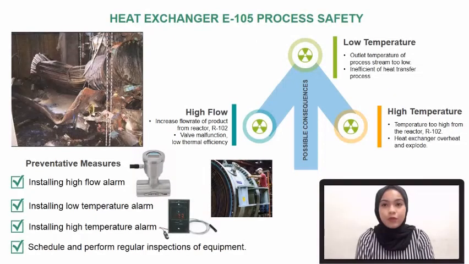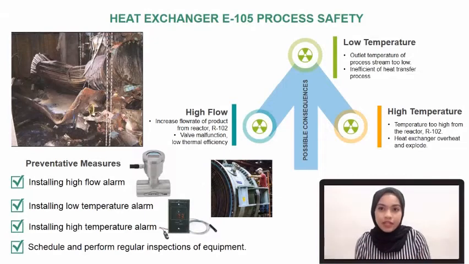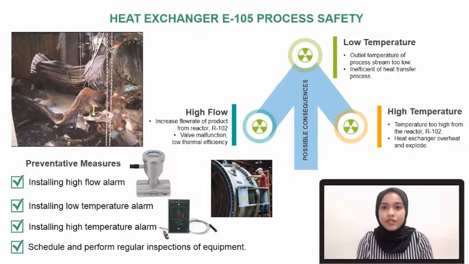Process safety for this equipment is very important because we don't want any accident to happen. A study has been conducted on the possible consequences and the preventative measures for the process safety of the heat exchanger. Possible consequences are high flow, low temperature, and high temperature. If the flow rate entering the heat exchanger is too high, it will lead to low thermal efficiency. If the outlet temperature is too low, it will lead to an inefficient heat transfer process. And if the outlet temperature is too high, it will lead to overheating and an explosion might occur.